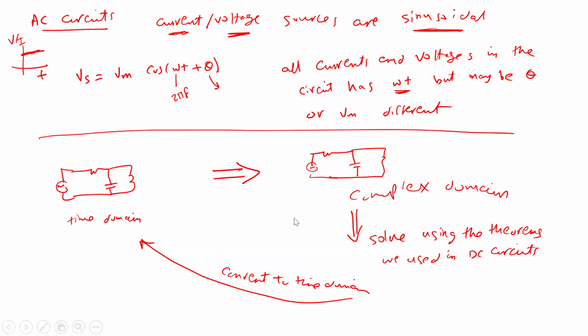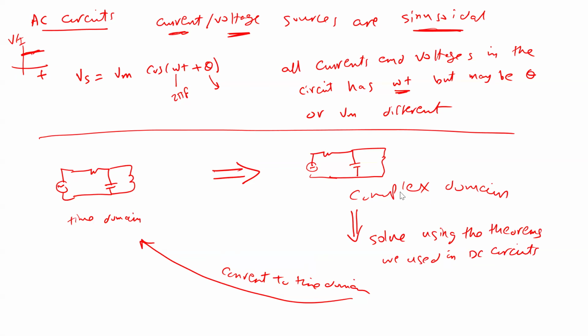Also, I told you the way we will analyze AC circuits is you have the circuit in the time domain, and you need to convert it to the complex domain, okay? And then you have to use the theorems we already used before in DC circuits. So once you convert it here, you can do similar to what we did in DC circuits. Thevenin, Norton, everything is the same, but you have to do it in the complex domain. Then after you get any current, any voltage, you are going to get them as complex numbers. That's why you have to convert the complex numbers to the time domain. I will give you more details, but this is the big picture.